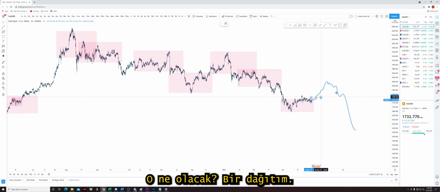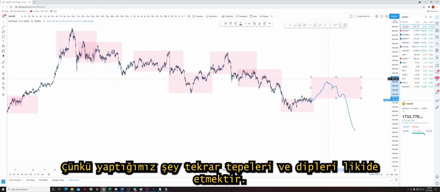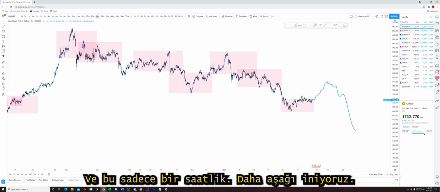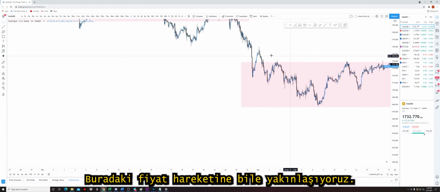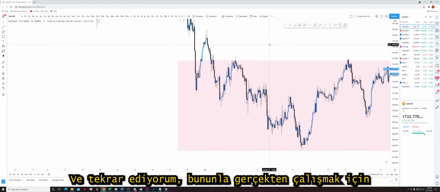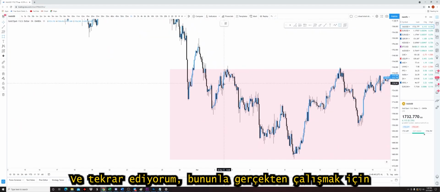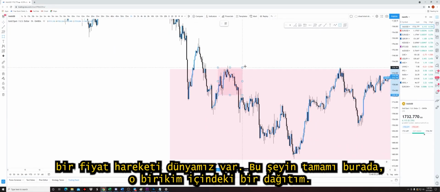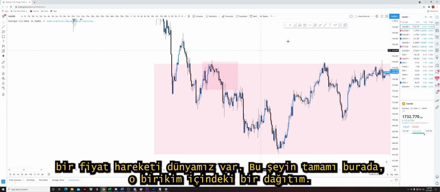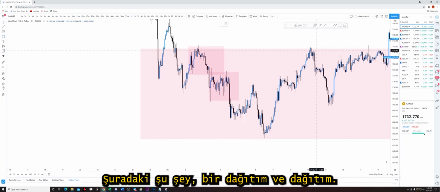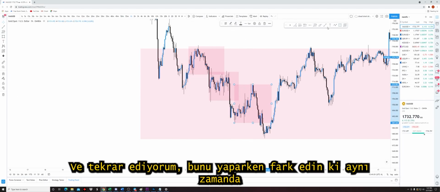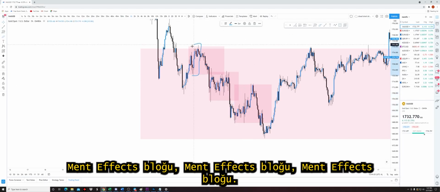As it maybe distributes again to come lower. What will that be? A distribution, because what we're doing is we're again liquidating highs and lows, and this is only a 1 hour. We get lower, and, okay, so check this out. We even zoom in on the price action in here, and again, we have a world of price action to actually work with. This whole thing here, a distribution inside of that accumulation. This thing right here, a distribution off of the distribution. This thing right here, a distribution in the distribution, and again, as we're doing this, notice that it's also at the same time MFX block, MFX block, MFX block.